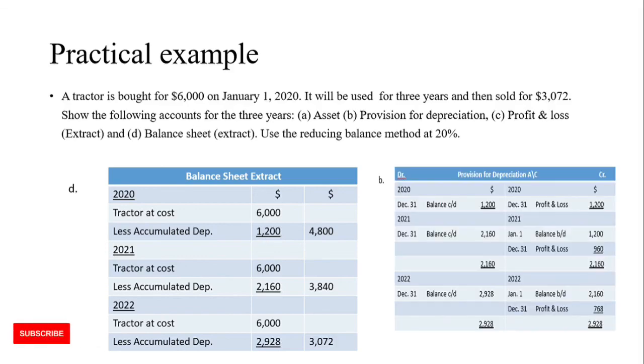A trick that I normally teach my students to use is look back at your provision for depreciation account, as I have here. All of the balance carried down would be your accumulated depreciation. So the first one in the first year, December 31, balance carried down was 1,200. Then that would be the accumulated depreciation for the first year. In the second year, balance carried down was 2,160. Then that would be the accumulated depreciation, and in the third year, and so on. So you always subtract your accumulated depreciation from the cost of the asset to get the net book value of the asset for that period.